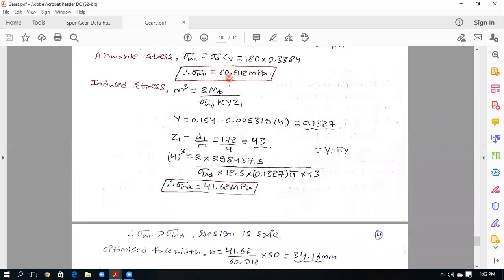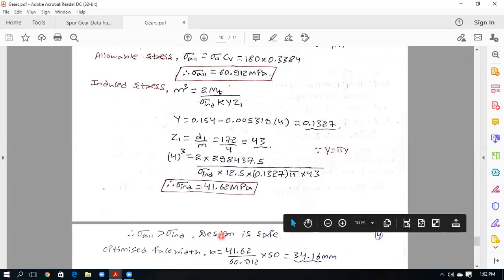Once you get the induced stress, you need to compare this with the allowable stress. Allowable stress is 60.9, whereas induced stress is 41.62. In this case, allowable stress is greater than the induced stress. Therefore, design is safe. In some cases, the induced stress might be greater than the allowable stress. At that time, you need to write the comment that the induced stress is greater than the allowable stress, design is not safe. Whereas in this case, allowable stress is greater than induced stress, design is safe.